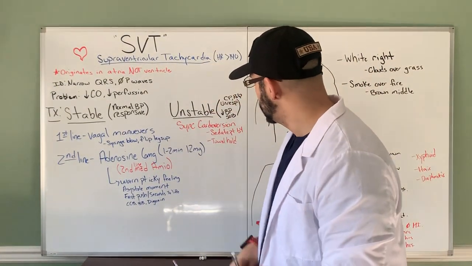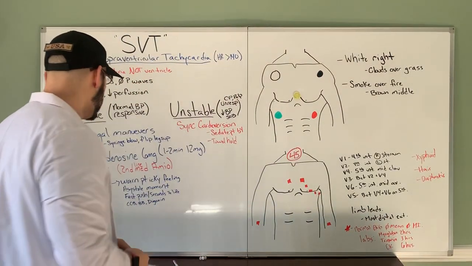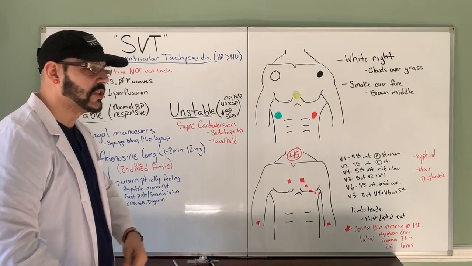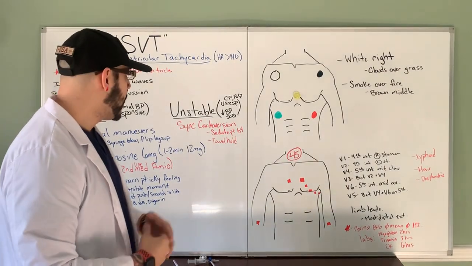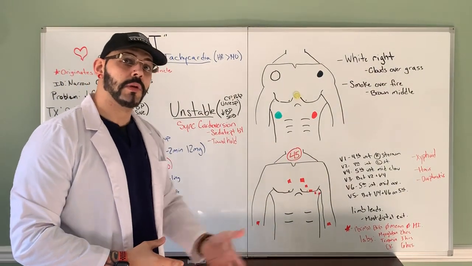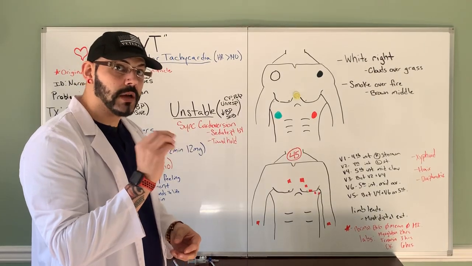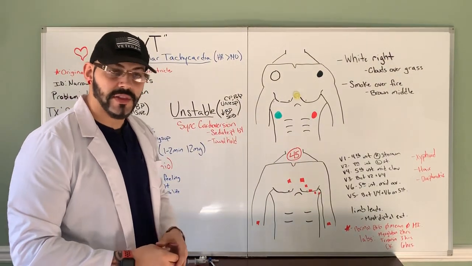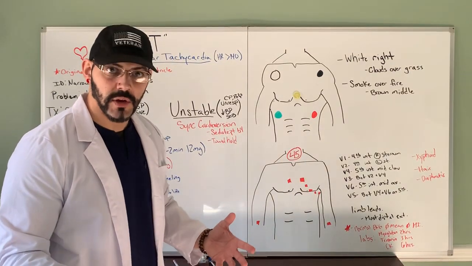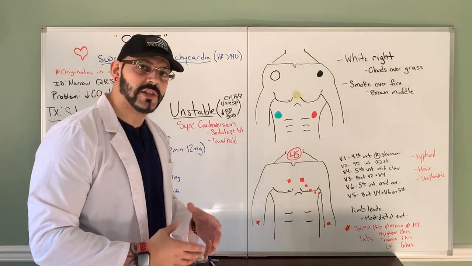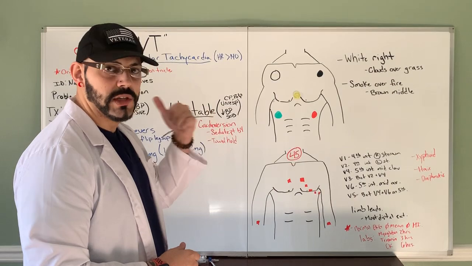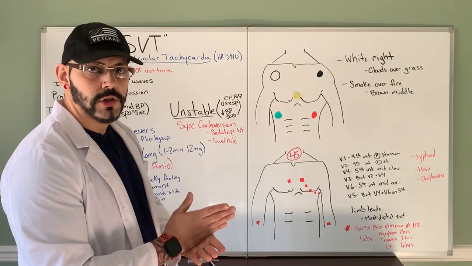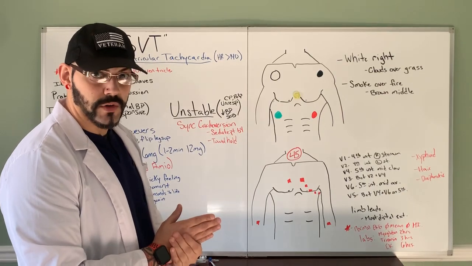The other type of SVT is your unstable SVT, right? Now this patient's gonna have chest pain, palpitations, low blood pressure because you're only getting a little bit of blood coming out of the heart, so obviously the pressure is gonna be a little bit low. They may have shortness of breath. They may even be unresponsive, okay? So these are the signs that this patient is unstable, and we're not doing these first-line medications. We're not doing this first-line vagal maneuver. We're going straight to synchronized cardioversion, okay?